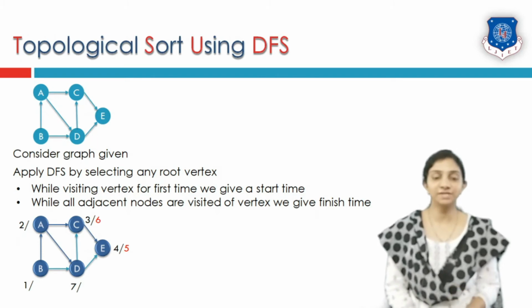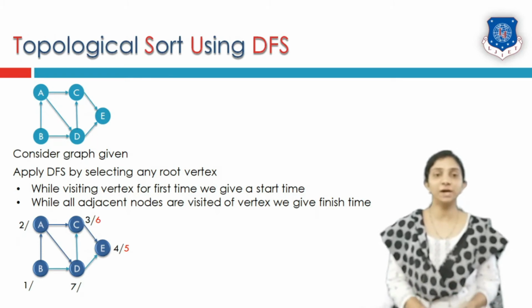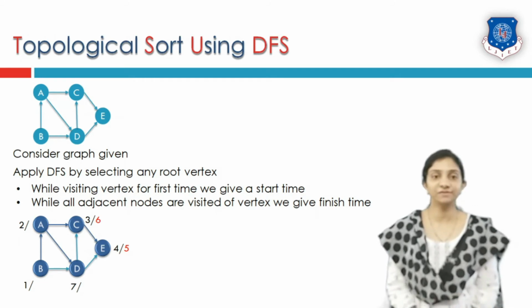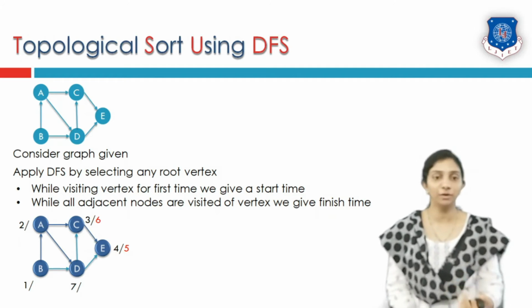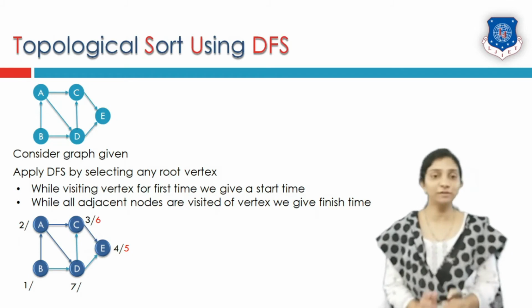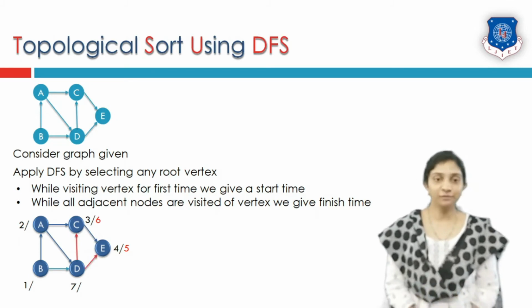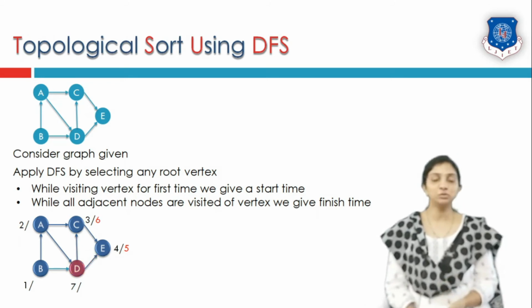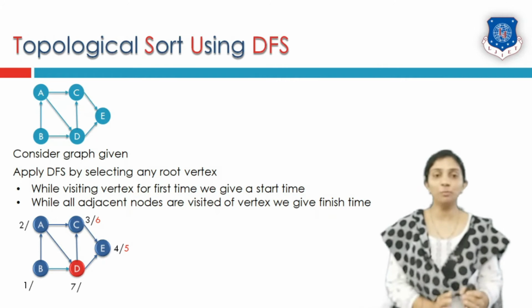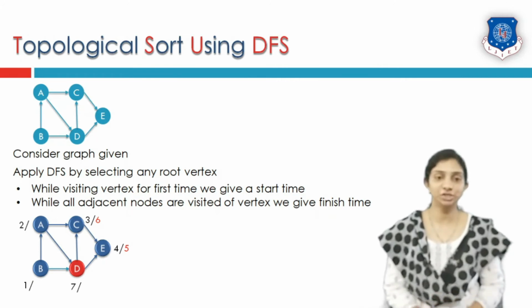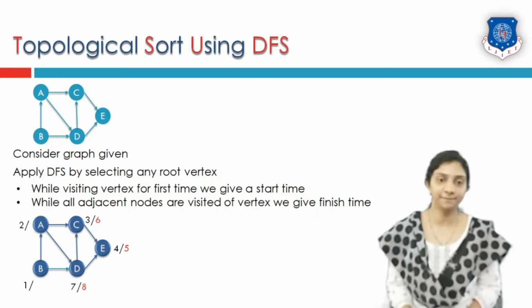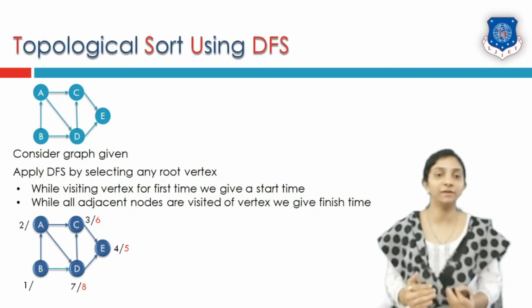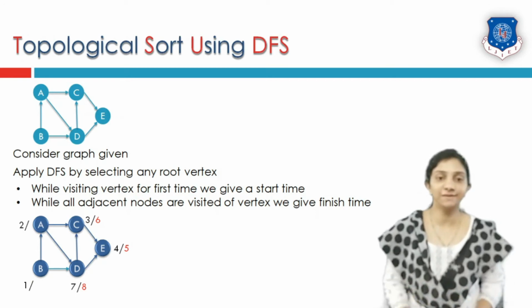Now after visiting D, we have to find out the next unvisited vertex. From D we can reach C also, but C is already visited, we cannot go there. From D, E is also reachable, but it is also visited, we cannot visit it again. So from D itself, we have to go back. But before we go back, we have to give it a finish number because all the adjacents of vertex D are now visited. So the next number after 7 that comes is 8. So the finish number is given as 8.